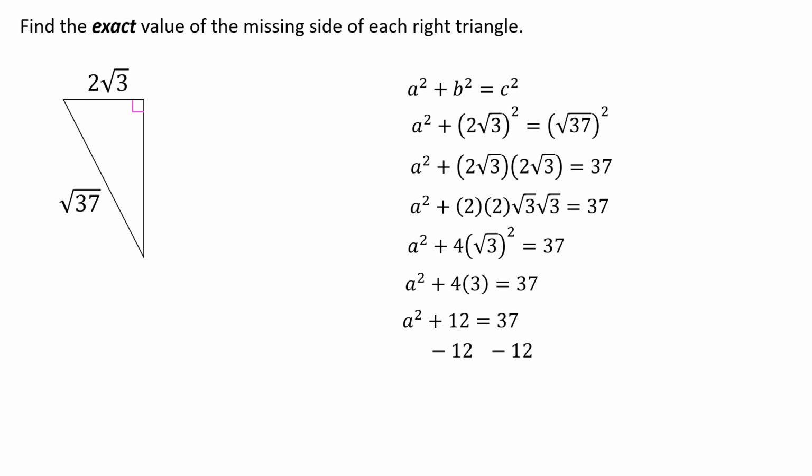Now I can subtract 12 from each side. Breathe a sigh of relief like, oh, square root of 25, I can handle that. Right? So the exact value of that missing side would be 5.